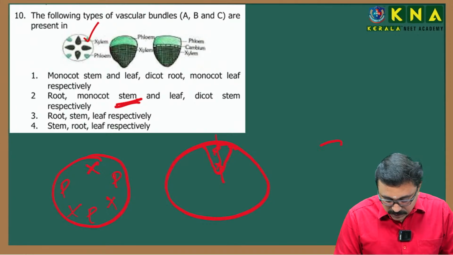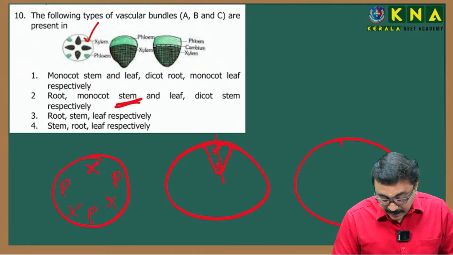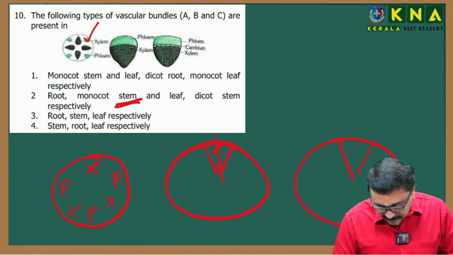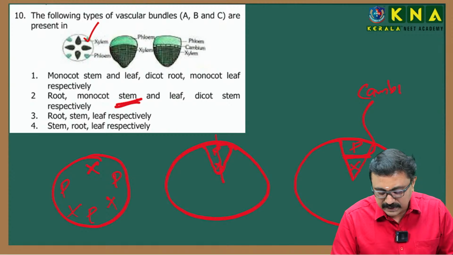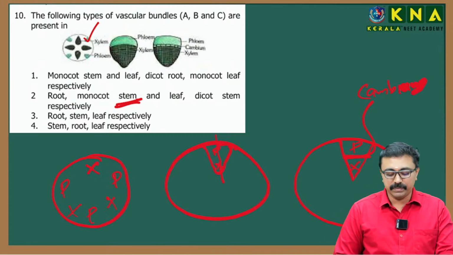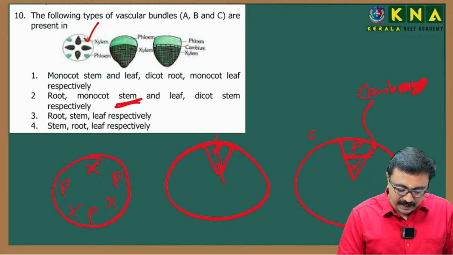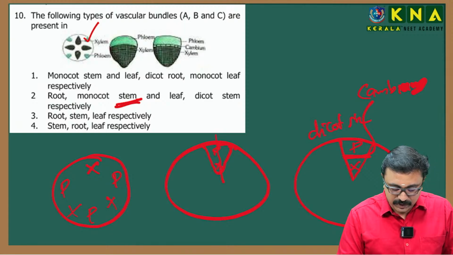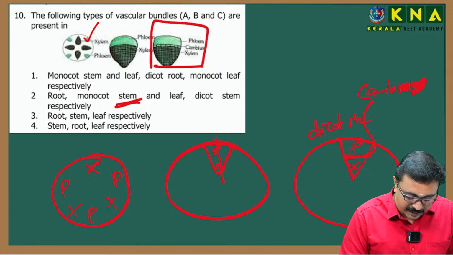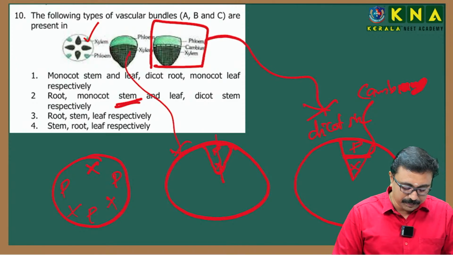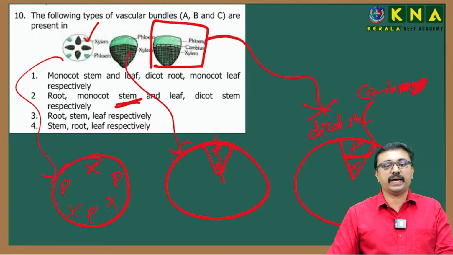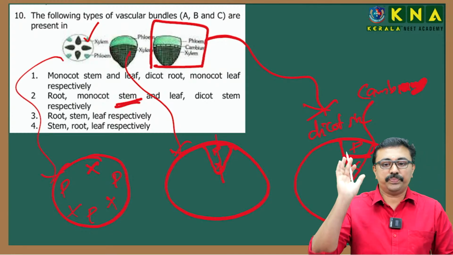And also in the case of dicot stem, you can see that in between primary xylem and primary phloem there is a specialized tissue, and this specialized tissue seen in between xylem and phloem is called cambium. This is seen in dicot stem. So this kind of vascular bundle is a characteristic of dicot stem, and this is seen in stem and this is seen in root. So the right answer is option 2.